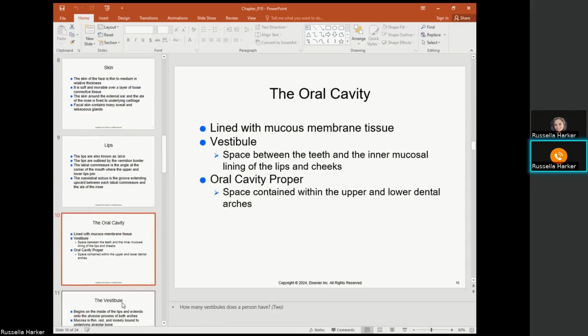For the oral cavity, inside the mouth is lined with mucous membrane tissue. The area that they call the vestibule is between the teeth and the intermucosal lining of the cheeks and the lips. And the oral cavity proper is contained within the upper and lower dental arches. So everyone has two vestibules and one oral cavity proper.